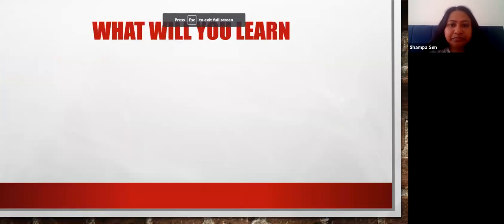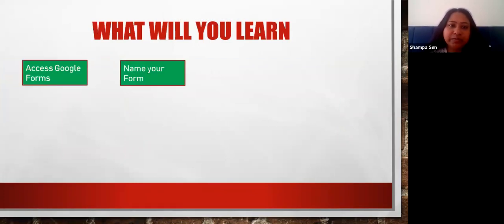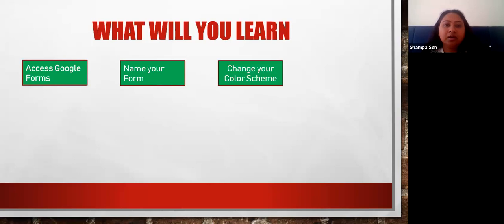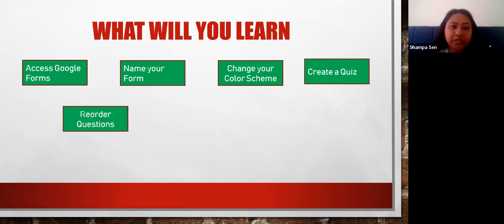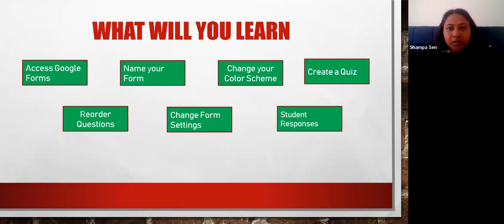Okay, so next is what you're going to learn from Google Forms. First is how to access Google Forms. Next is how you will identify Google Forms from your other forms. Change the color scheme: how can you make it more colorful and more attractive? Create your quiz. Reorder your questions, and change form settings, student responses, and create a response spreadsheet. All of these things I'm going to show you in Google Forms now and how to do that.